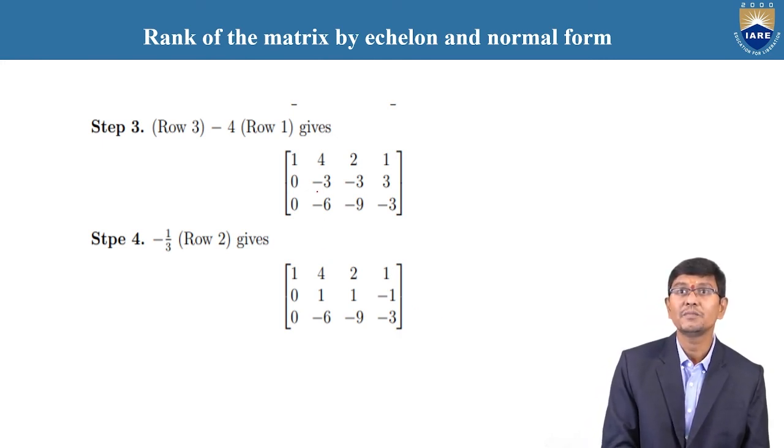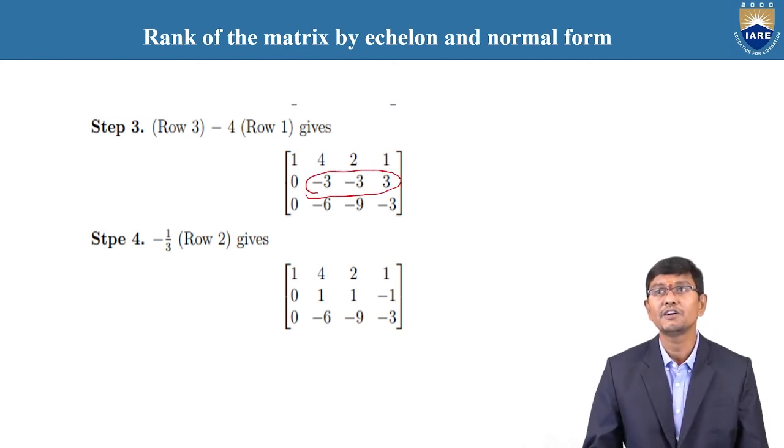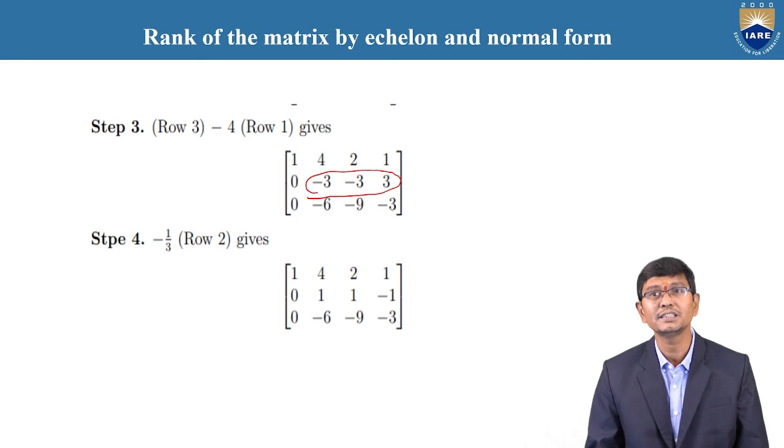For the echelon form, we divide R2 by minus 3. Therefore, R2 changes to 0, 1, 1, minus 1. And here R3 is 0, minus 6, minus 9, minus 3.